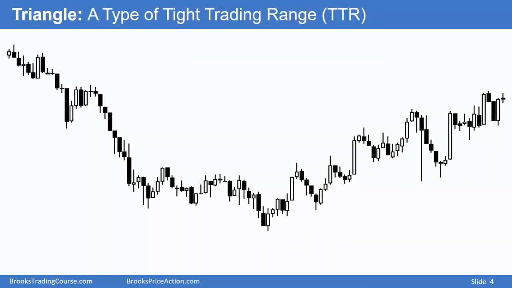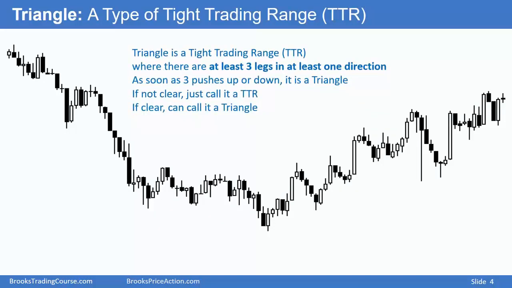A triangle is a type of tight trading range. It's a channel contained between 2 lines, and the 2 lines most often are converging. The legs are getting smaller. As soon as I see a tight trading range with at least 3 legs in one direction, I start to use the term triangle, but it doesn't really matter. I could simply call it a tight trading range. And in fact, if it doesn't look much like a triangle at all, I usually just call it a tight trading range.